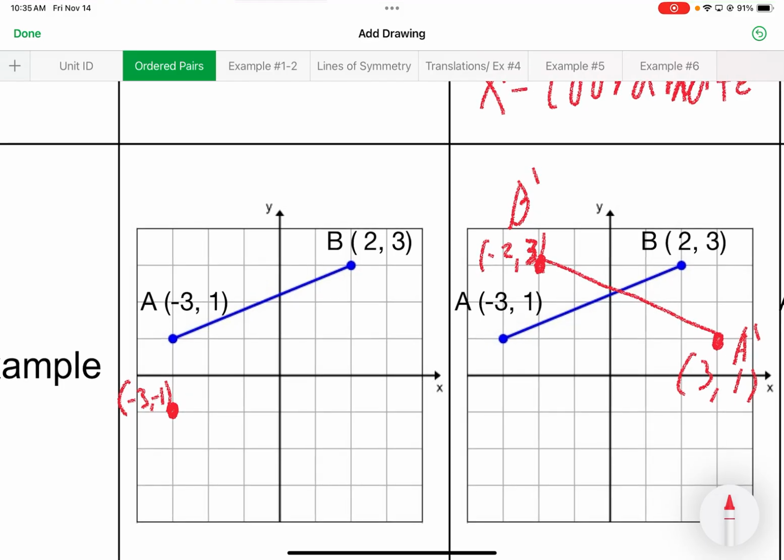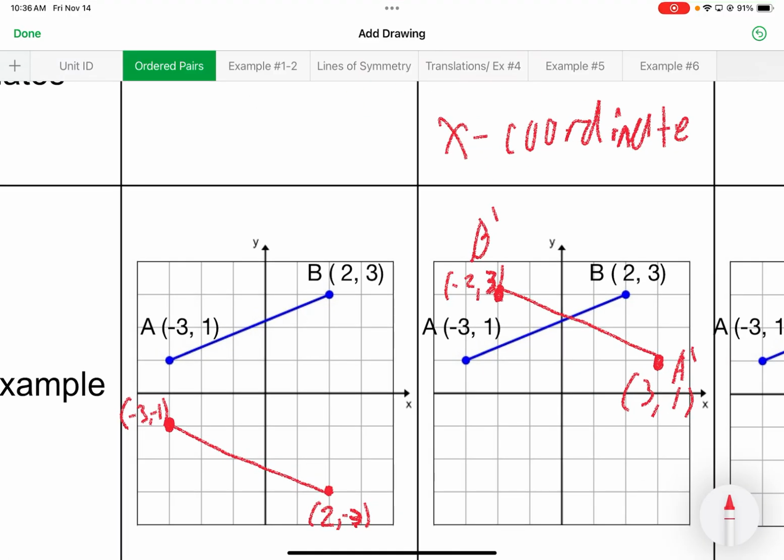I'm going to do the other one by using my rule. My other point is 2, 3. If I use my rule, what does my new coordinate point become? You said what? 2, negative 3. So 2, negative 3 would be here. So then that is where my point is going to be. Okay. Does that red line look like the blue line just reflected in the x-axis? Seems right. Okay, cool. All right.